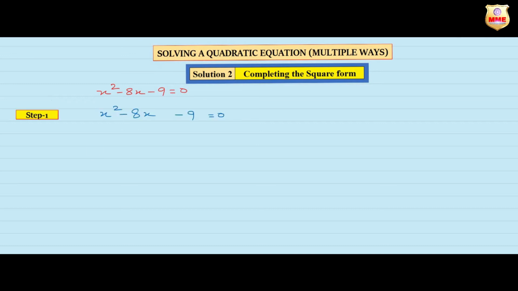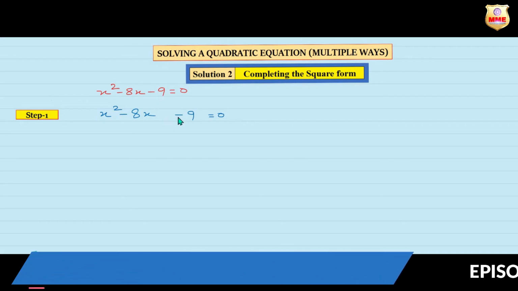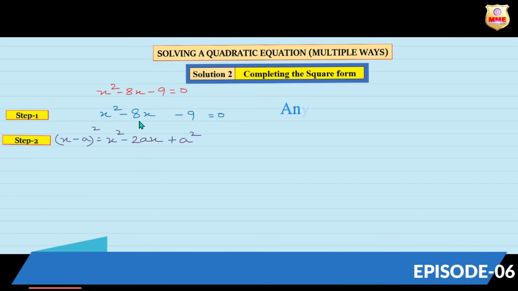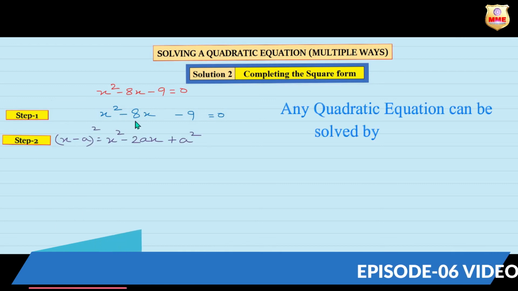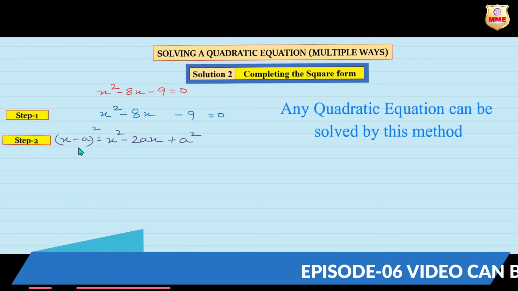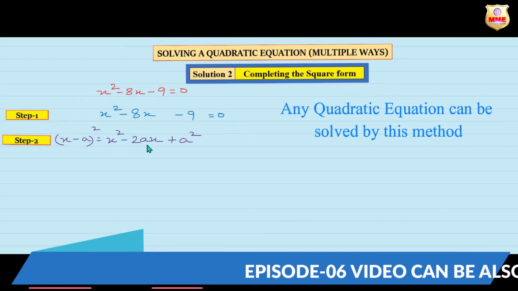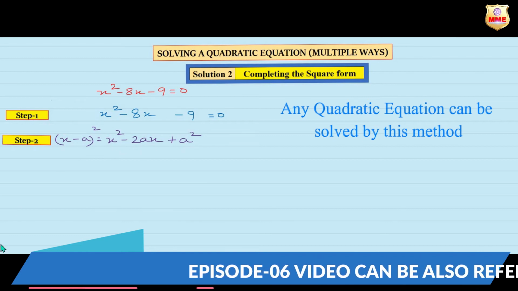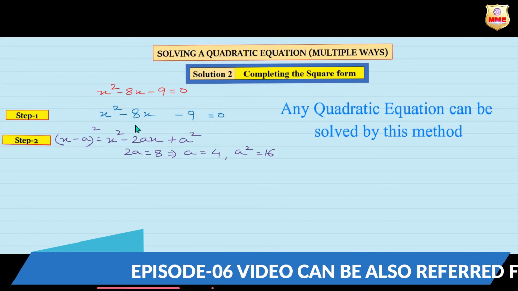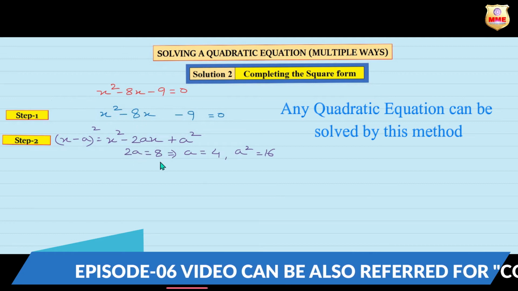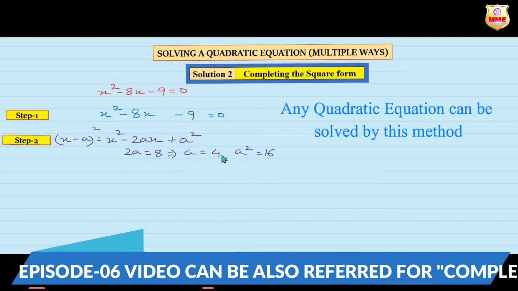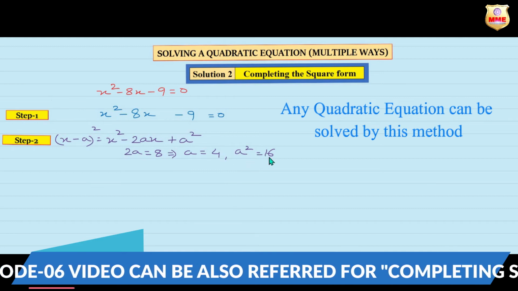Now the step 1 is we have to keep aside the constant term. So here the constant term is 9 in this particular equation, so we keep it temporarily aside. Now the step 2 is we have to compare this particular equation with the perfect square format, and that is x square minus 2ax plus a square. So if we compare this 2ax with the 8x, we will get the value of a equal to 4 and correspondingly a square will be 16.